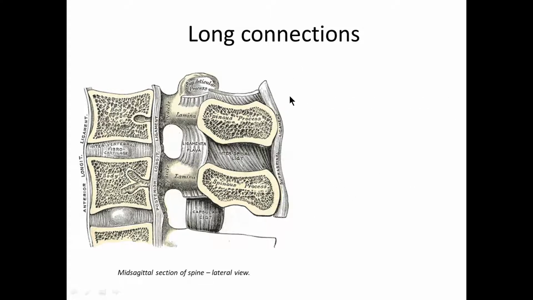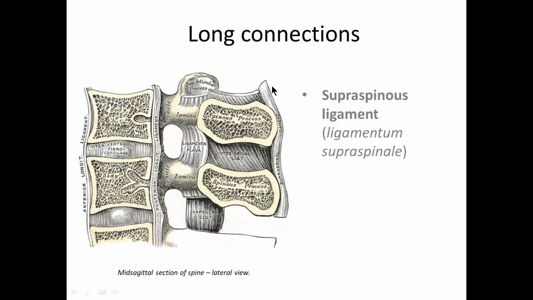Looking at the posterior part of the spinous processes, we also see a longitudinal structure, and we call it the supraspinous ligament because it runs above the processes. The supraspinous ligament runs from the C7 to the sacrum bone.